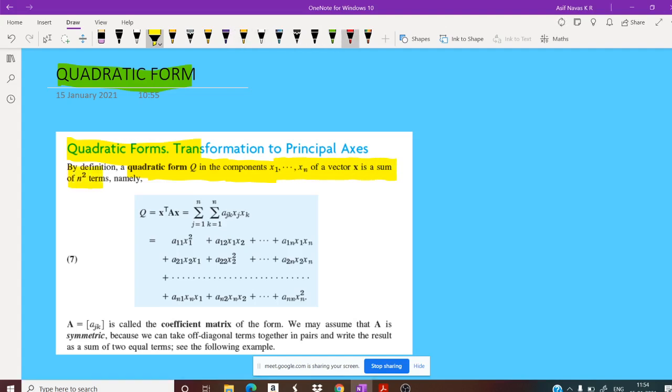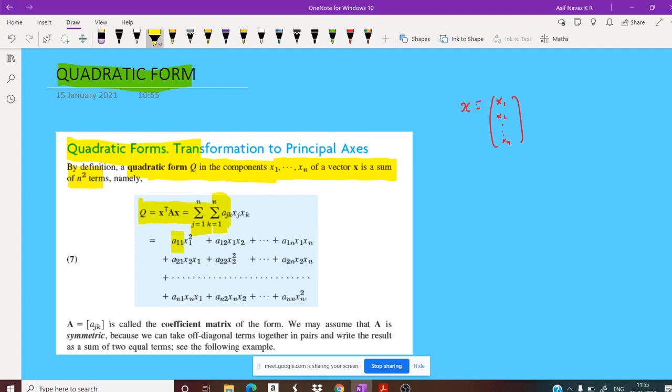That means the components. Our vector x is of the form with the components x1, x2, etc. up to xn. So this is our vector x, and the quadratic form Q is Q equal to x transpose Ax, that is equal to sigma j equal to 1 to n, sigma k equal to 1 to n, a_jk x_j x_k.